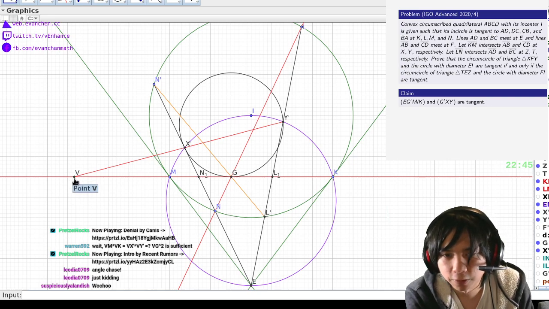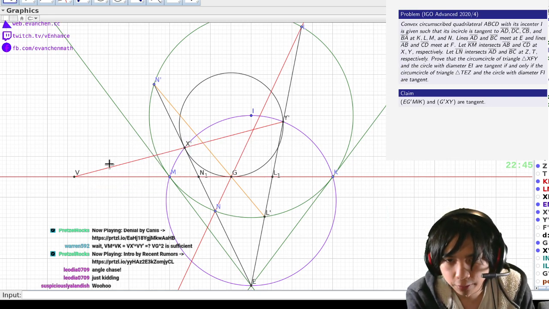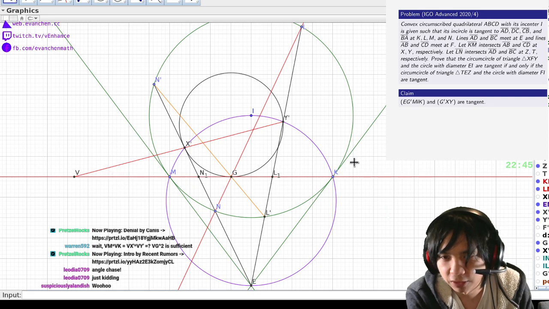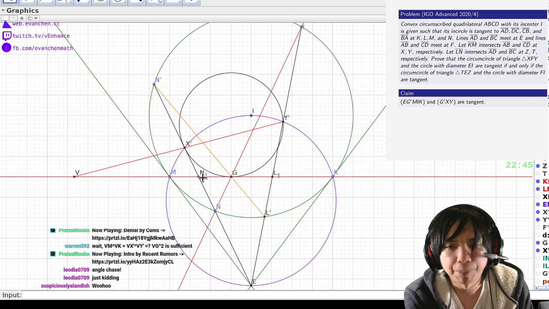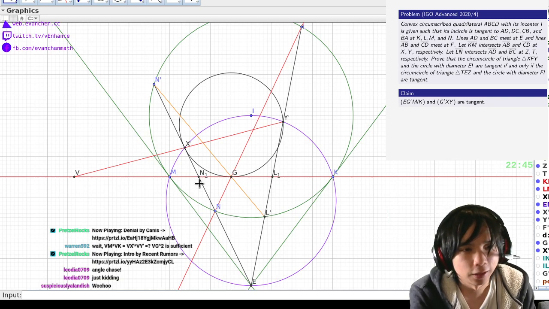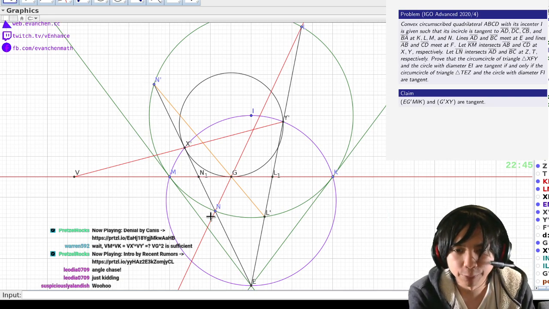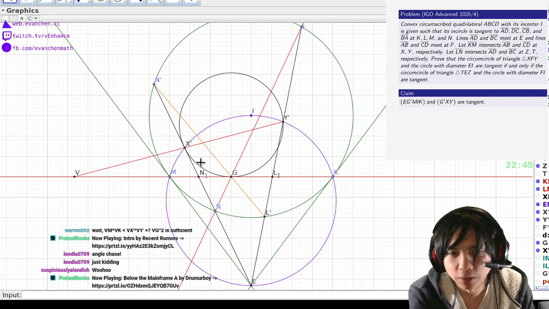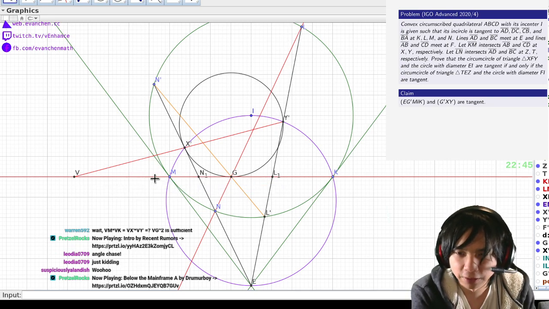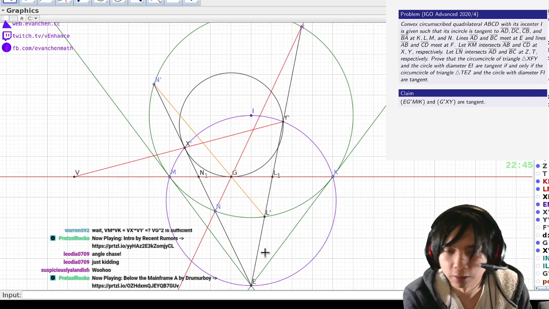Now construct this point V here. V has the same power, so VX' times VY' is VM times VK, which equals VN1 times VL1. However, by the generalized butterfly theorem, also known as Dual Sorg's involution theorem on N, N', L', L, we also have VG squared. If V satisfies these two relations, then VG squared is also equal to that, and that gives us the desired tangency.